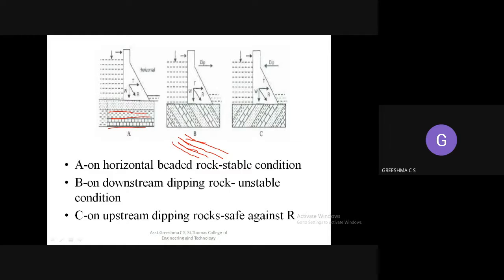Coming to C, here it is upstream dipping. The dip is going up, that means the dipping is along the upstream side. That is, the strata of the rock are along the upstream side. So this is safe against the resultant force. The resultant force will be properly balanced over here.